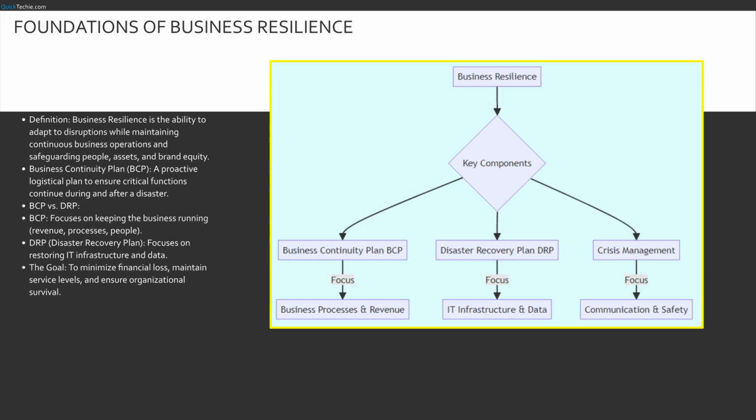Business resilience is the overarching umbrella. Underneath, we have the distinct pillars. The BCP focuses on business processes and revenue, keeping the money flowing. The DRP focuses on IT infrastructure, getting the lights back on. Crisis management handles the immediate safety and communication. All three must integrate perfectly to achieve true resilience.